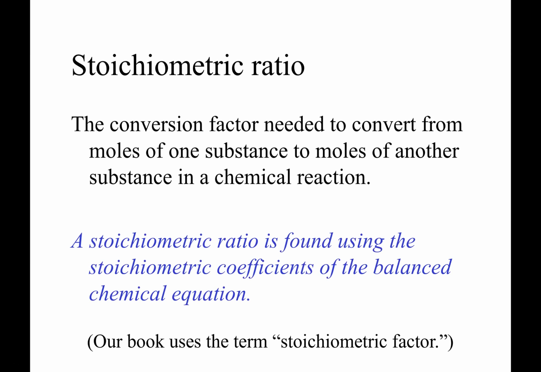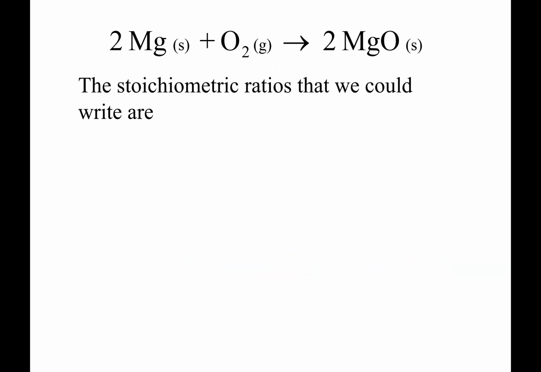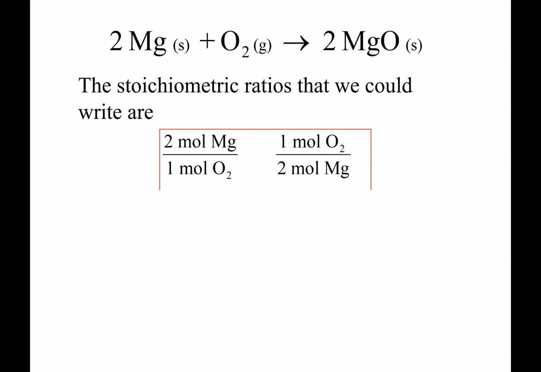So the textbook doesn't use the term stoichiometric ratio, they use the term stoichiometric factor. But we're going to pick up those stoichiometric coefficients to make stoichiometric ratios. So here's what that looks like. We're picking on the magnesium reacting with oxygen to form magnesium oxide. We could come up with actually 6 different ratios.